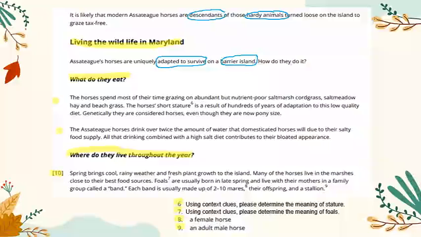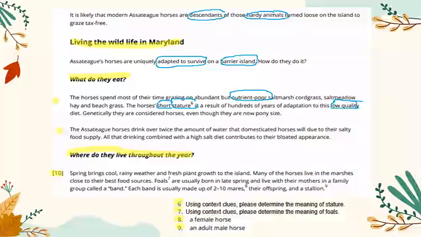All right, topic, what do they eat? Well, it says the horses spend most of their time grazing on abundant but nutrient poor, oh, nutrient poor, not a lot of nutrients, salt marsh cordgrass, salt meadow hay, and beach grass. The horse's short stature, 6, I need to check that out. Short stature is a result of hundreds of years of adaptation to this low quality diet. Okay, so the low quality diet, that means their diet's not very good. Huh. Low quality diet caused a short stature.